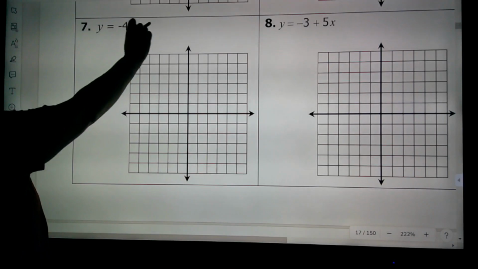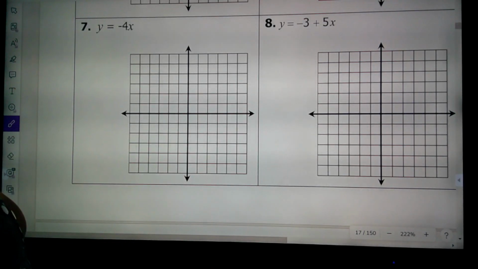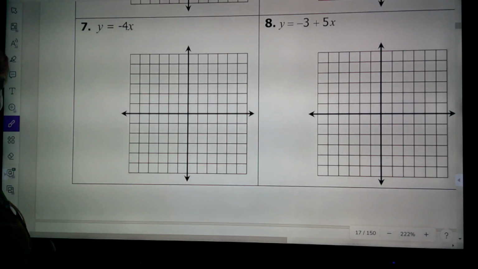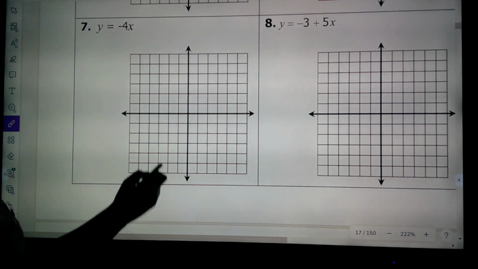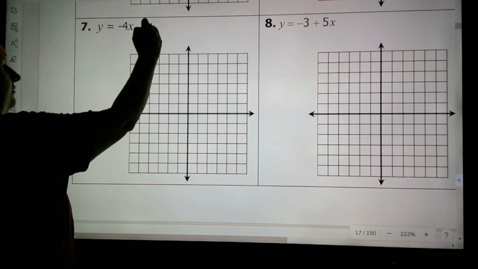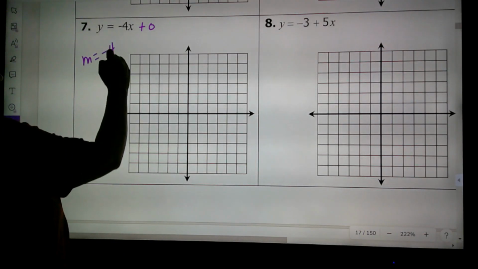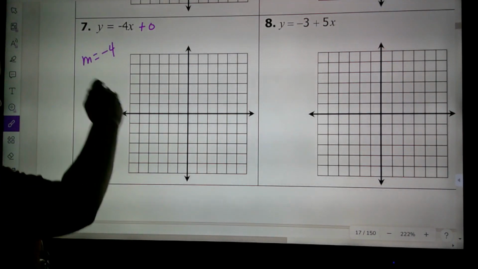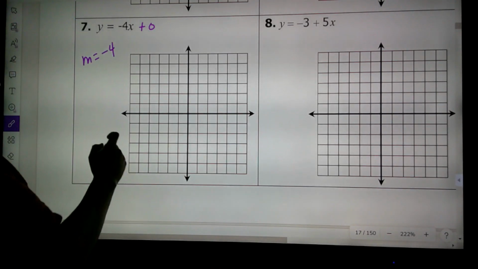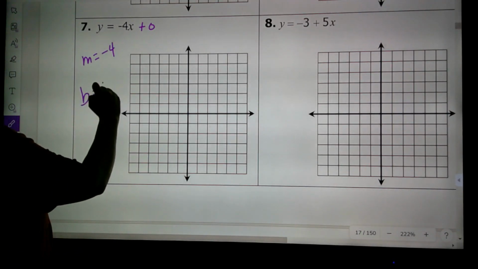Remember, if there's nothing after here, if there's no b, it's because it's an invisible 0. Right? It's the invisible 0. So my slope is negative 4. That means we know it's going to be a negative slope, a way to check my work. And my b is 0.